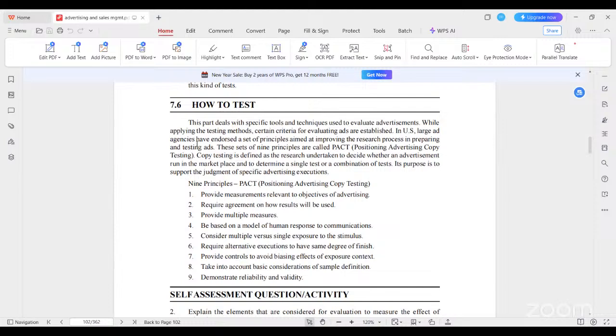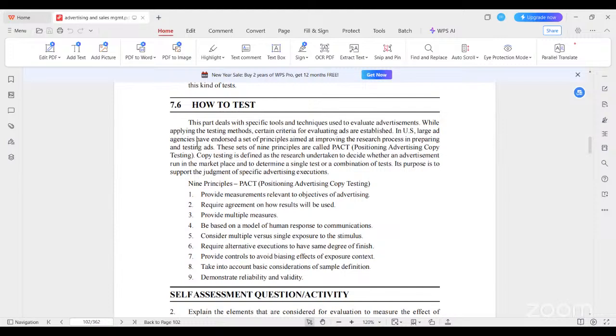Okay. So copy testing is defined as the research undertaken to decide whether an advertisement should run in the marketplace or to determine the single test. So here the 9 PACT principles: positioning, advertising, copy, testing. Advertisers then provide measurement relevant to the objectives of advertising. Here they require agreement on how results will be used.